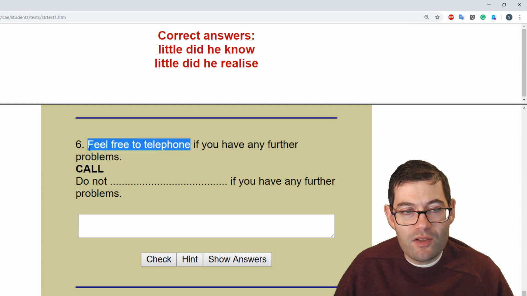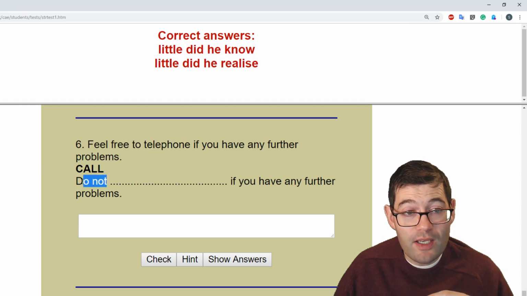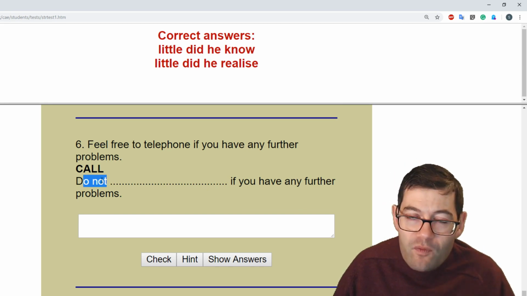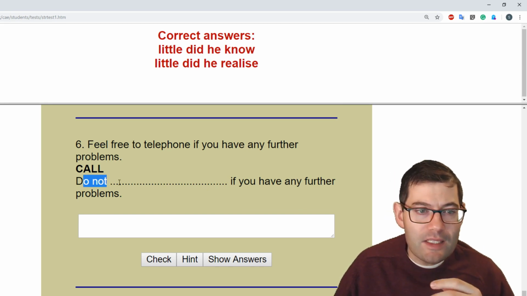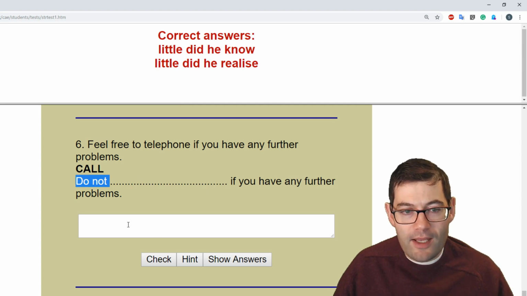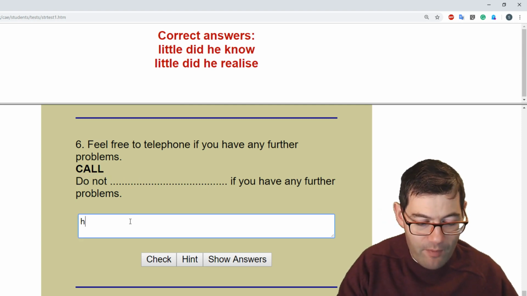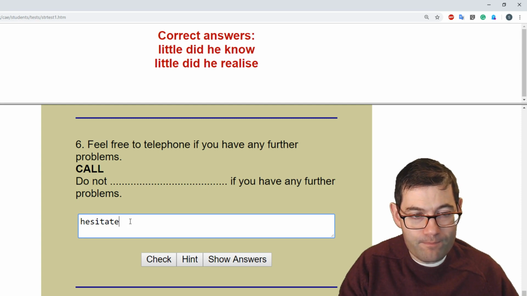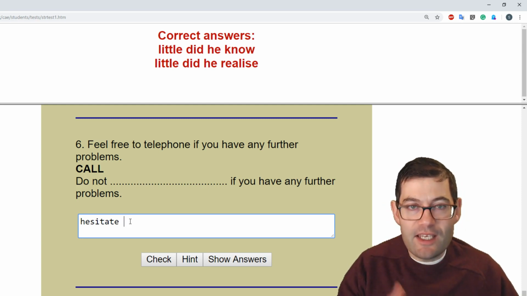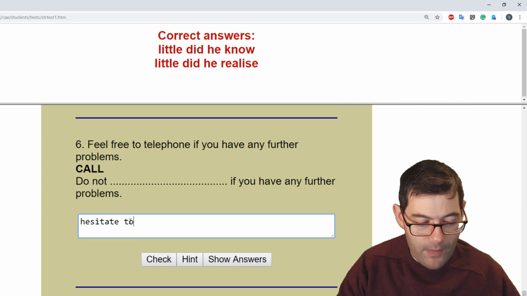But here you can see that this is in the positive structure. Here we've got to be aware of the fact that this is a negative structure. So we've got to think of vocabulary which means the same as "feel free", but we would use in a negative form. And that vocabulary that we need is "hesitate". Structure: hesitate is followed by a full infinitive.